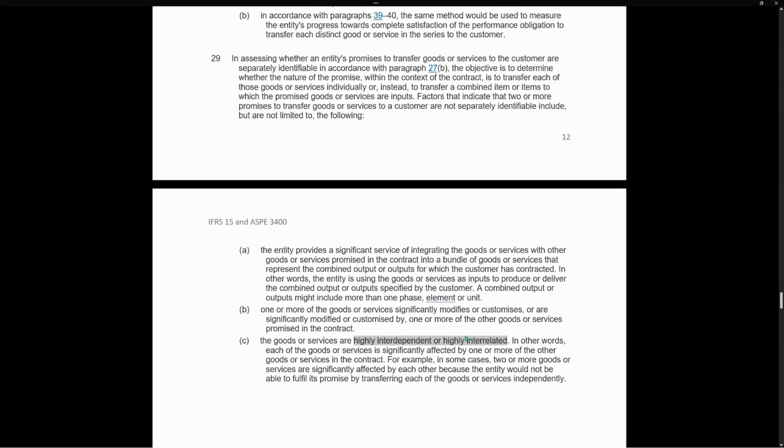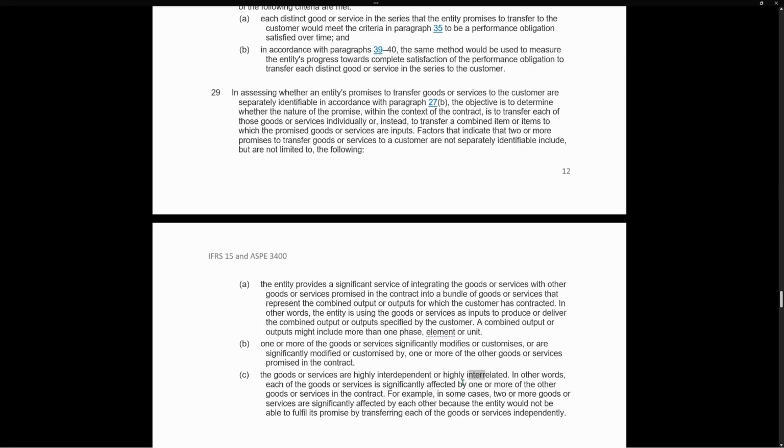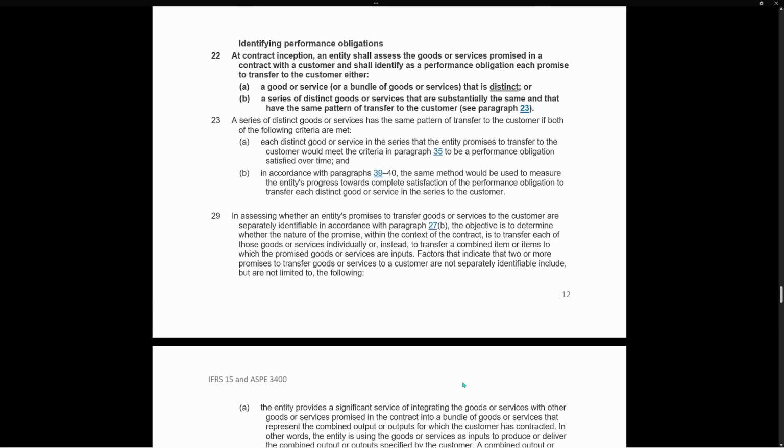Mainly, when we talk about a distinct good or service, we mean that they are separate from each other. Here it is, separately identifiable. It means that they are not integrated. They are not modifying each other. They are not dependent or related to each other. And when that is met, you would say that okay, the good or service is distinct or not. This part is really important to analyze properly because it will impact the other steps of the 5-step model.